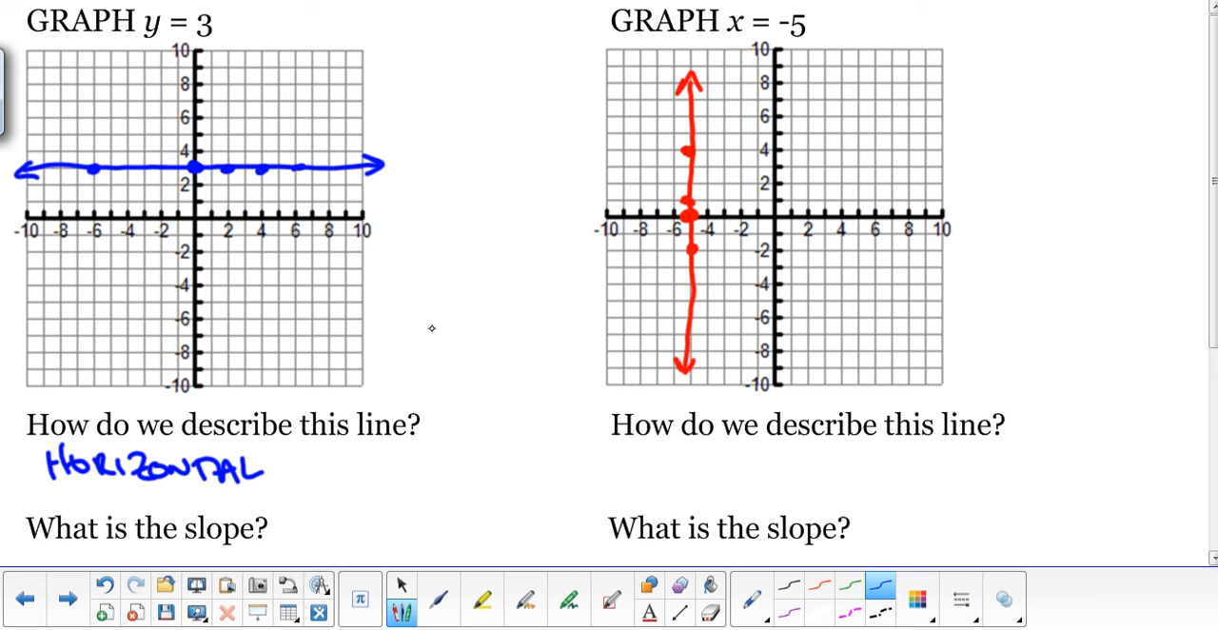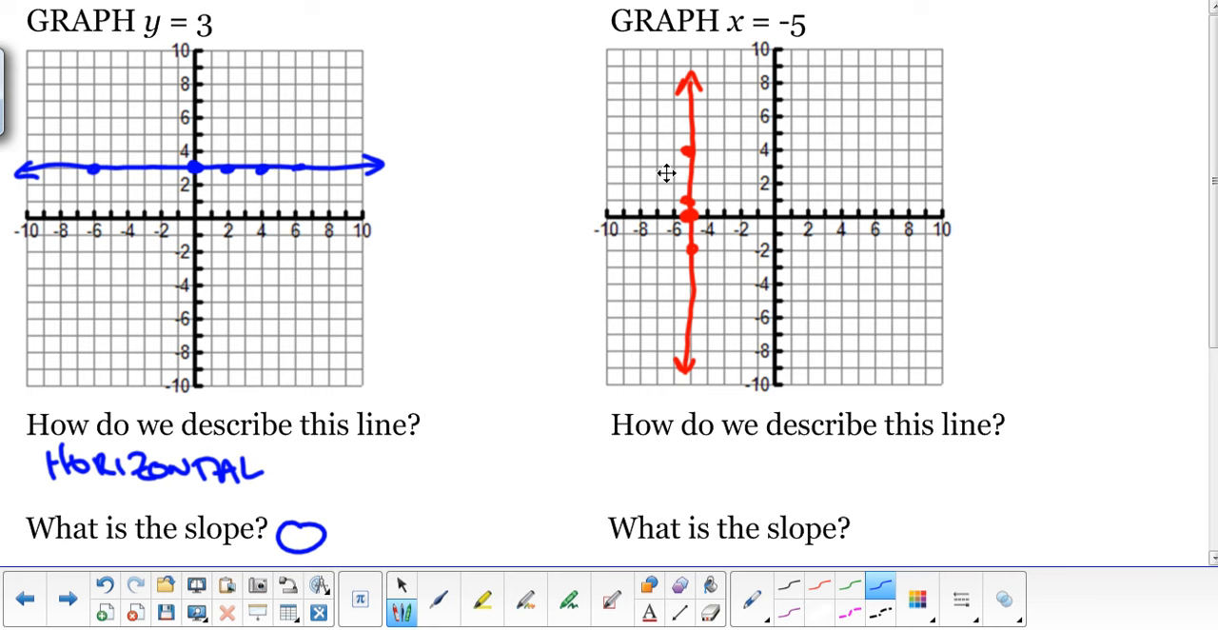Well, I can do rise over run. I don't rise at all, and I can run 2, or I can run 5 or 6. But if my rise is 0, then my slope is 0. Another way to think of that is if you were riding your bike, how steep is this hill? Well, it's not steep at all, so it's 0.